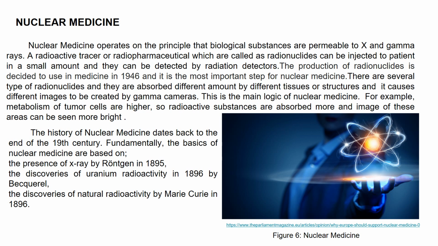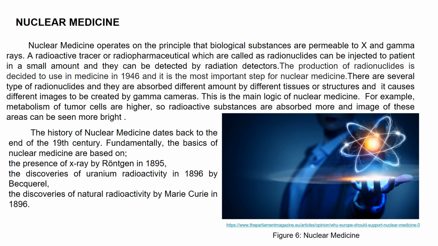The production of radionuclides was decided to be used in medicine in 1946 and is the most important step for nuclear medicine. There are several types of radionuclides and they are absorbed in different amounts by different tissues or structures, and it causes different images to be created by gamma cameras. This is the main logic of nuclear medicine.